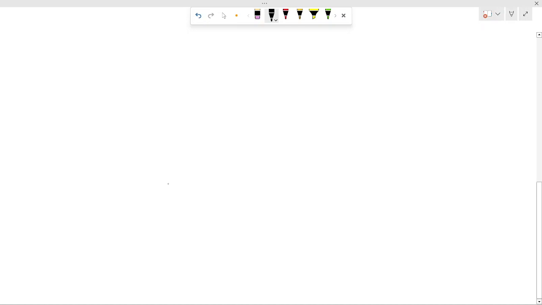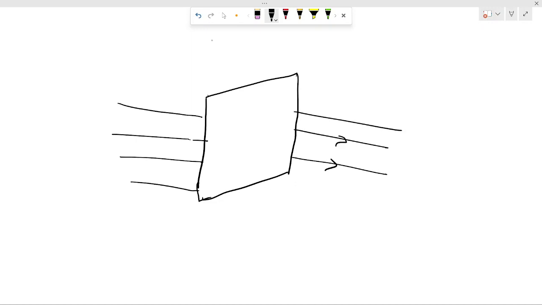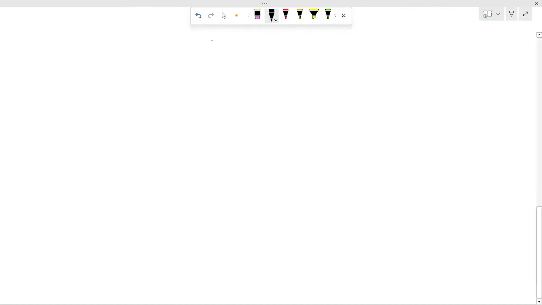So let me show you through a diagram. If this is my surface ds, and let's suppose these are my electric lines of force perpendicularly passing through the surface area ds, then I will write the flux as phi is equal to E dot ds. If I am considering this area only as ds, then I will have to integrate it like this. Did you understand? Yes.